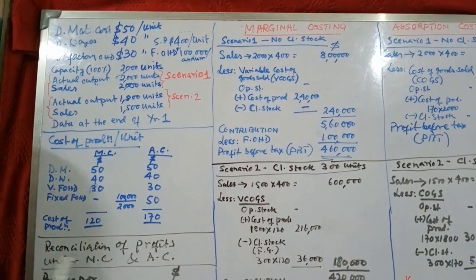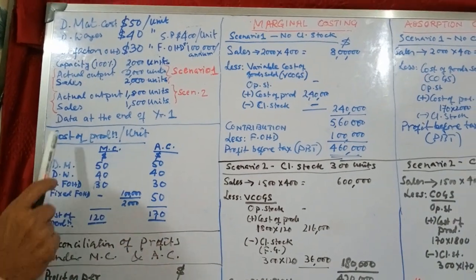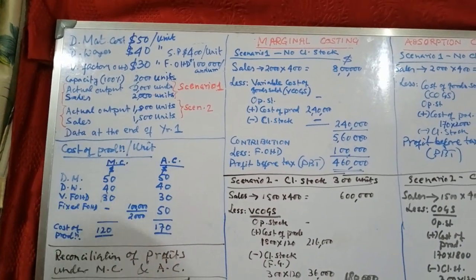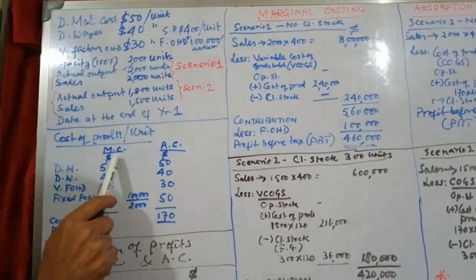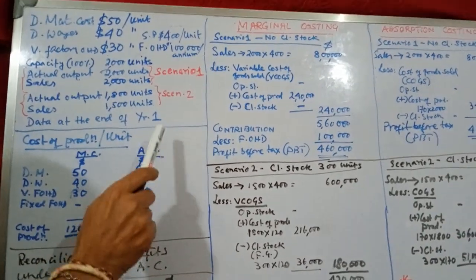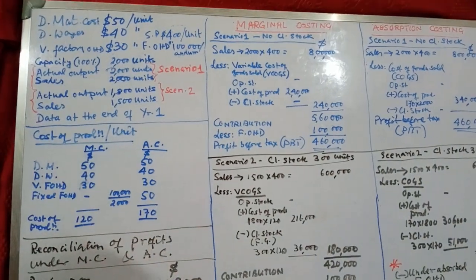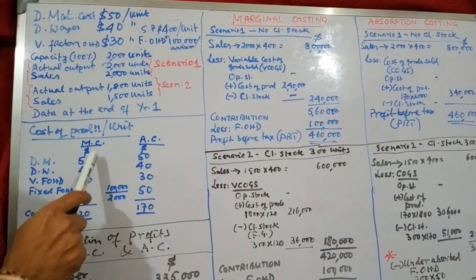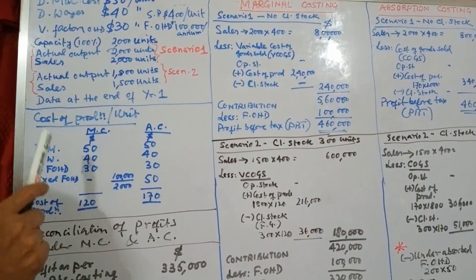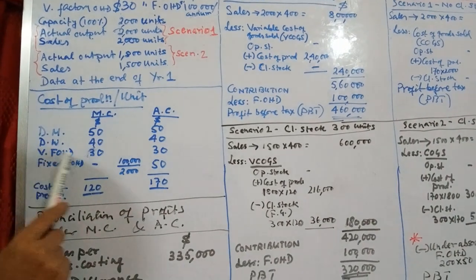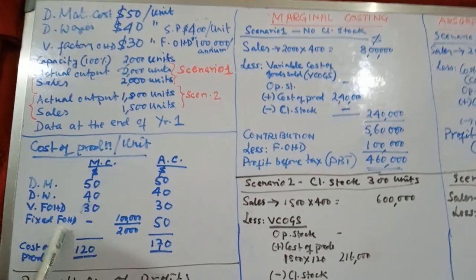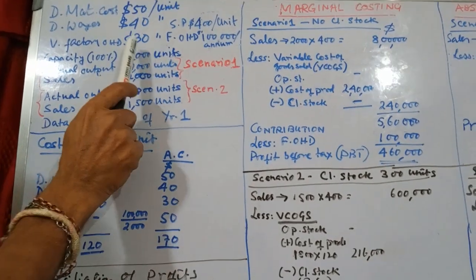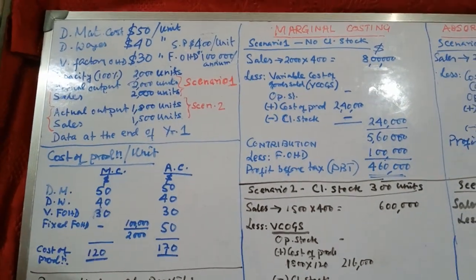In this part we have calculated cost of production per unit under marginal costing and under absorption costing. MC means marginal costing, AC means absorption costing. Under marginal costing we have taken direct material cost, direct wages and variable factory overhead. We have not taken fixed factory overhead. We have taken only variable factory overhead.